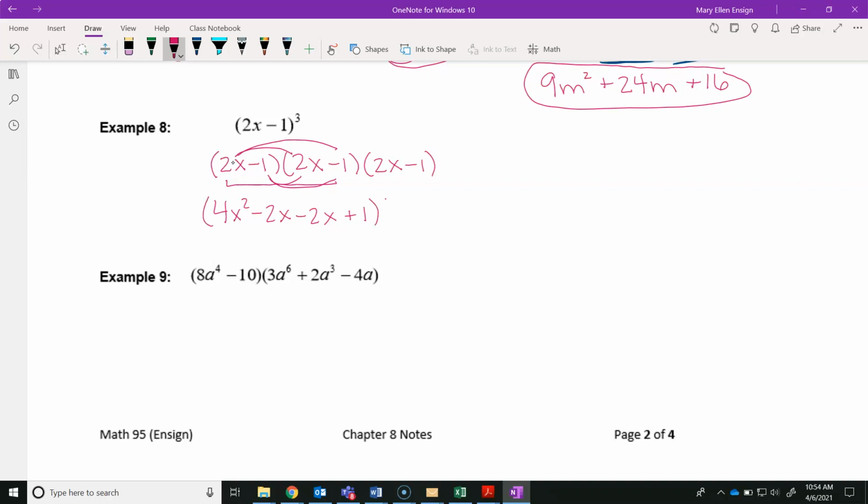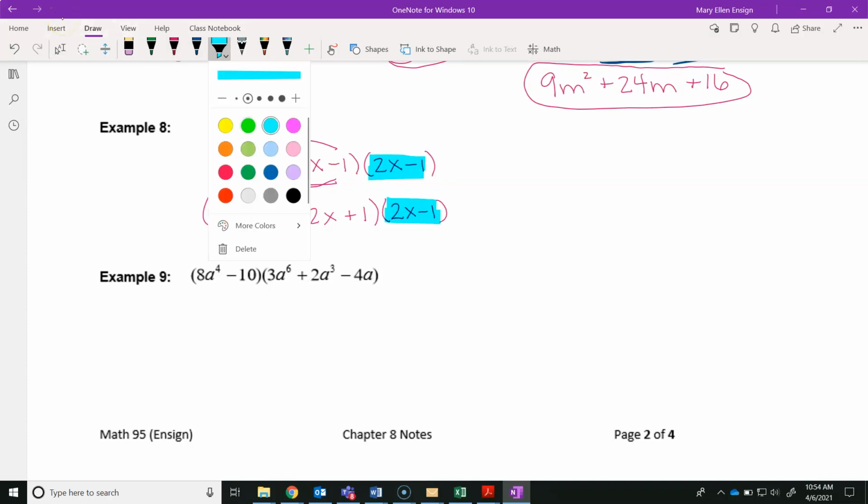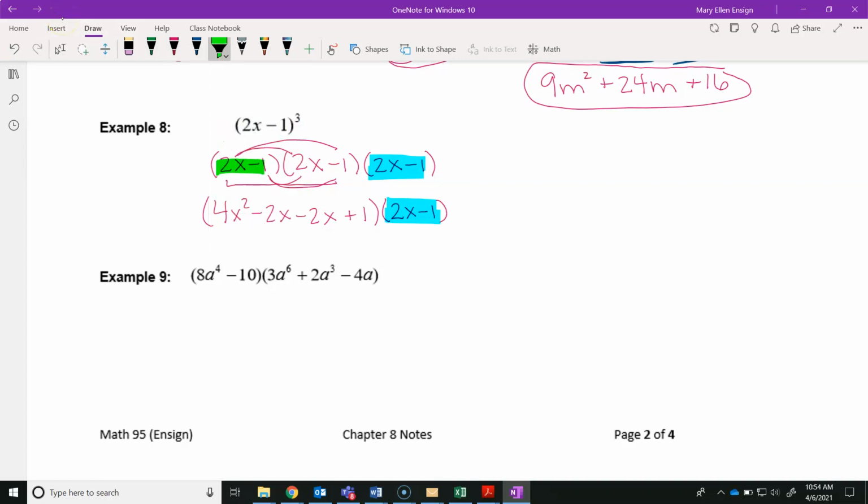Then I'm still going to multiply that by this last 2x minus 1. Okay, I'm just going to color code it so you kind of see. So these two, I took these two green ones and multiplied them and got what's in green. I still have that blue one. Now I'm going to rewrite this, so I'm going to put it up here.